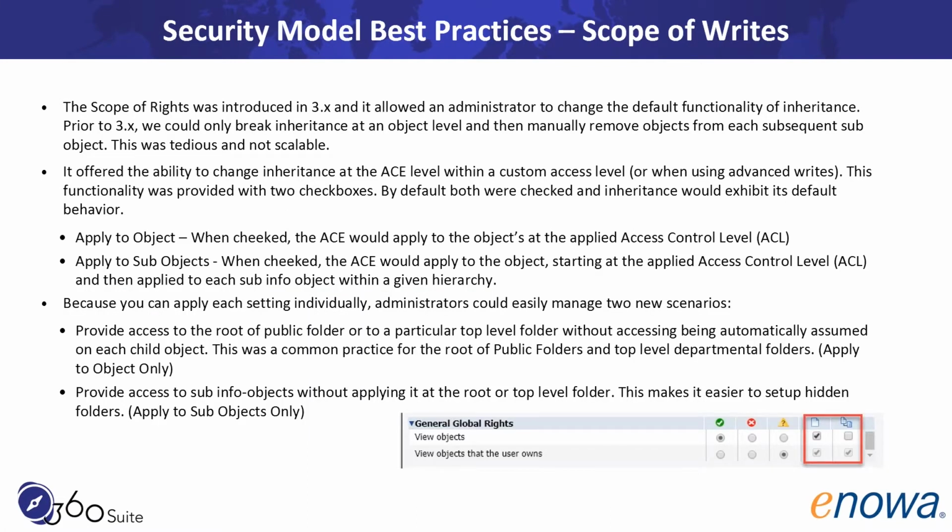Scope of rights is another thing, and I put an image here in the slide. You may or may not have ever noticed this when you're building a custom access level or you're on the advanced rights tab, but there's two icons between grant, deny, and not specified for applying the privilege to the object and the child object. They're both checked by default, but you can actually manipulate those. And so just like you see in the image here, on the view objects, I've just checked the object only and then told it not to apply that to all the child objects.